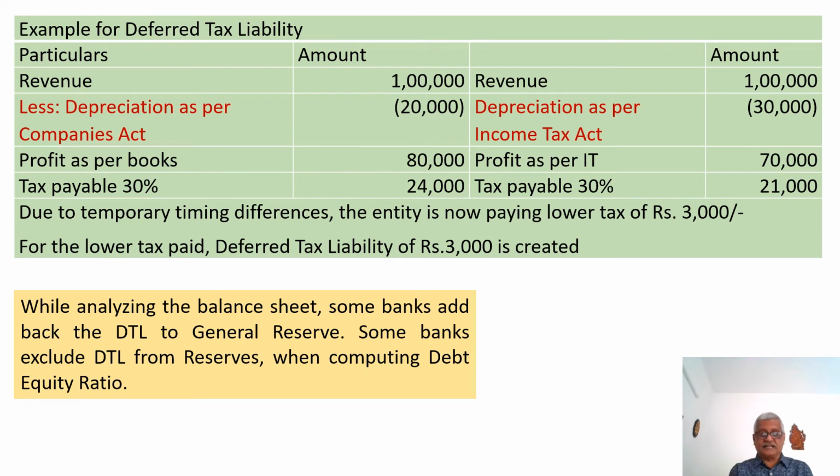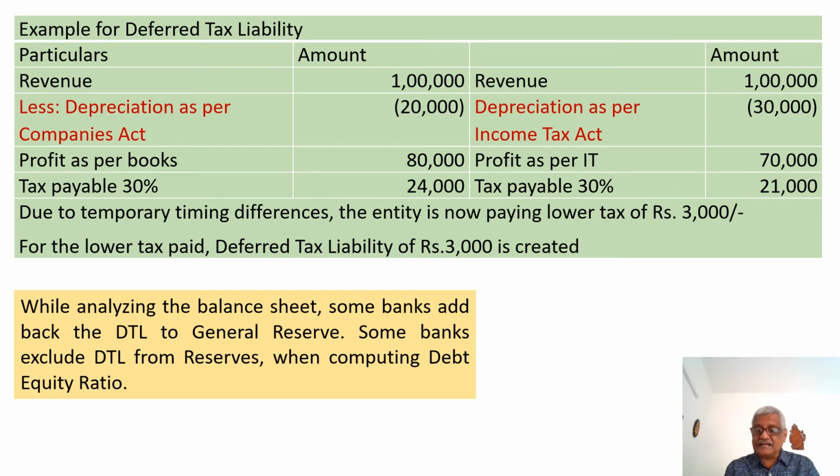which is as per the income tax. For the lower tax paid, a deferred tax liability of 3,000 is created, because as per the Companies Act, the tax to be paid is 24,000, but the company is actually paying only 21,000. So the difference of 3,000 is a liability, and that is appearing on the liability side of the balance sheet as a deferred tax liability.